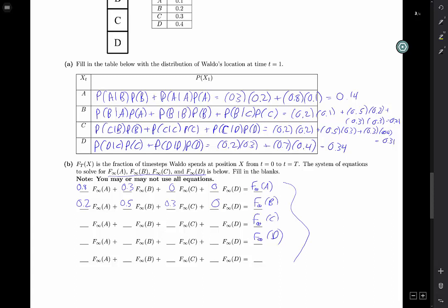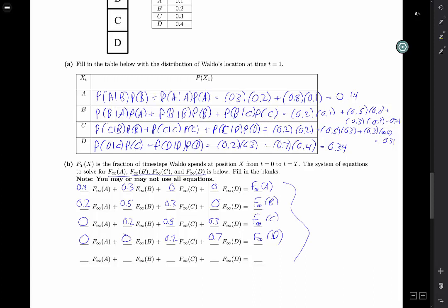Now for C, we can't reach it from A, so that's a 0. Plus the probability from B that we go down is 0.2. We stay with probability 0.5, and we go up with probability 0.3. And D cannot be reached by A or B. If you're in C, there's a 0.2 probability that you would go down to D, and there's a 0.7 probability that if you're in D, you would stay in D.